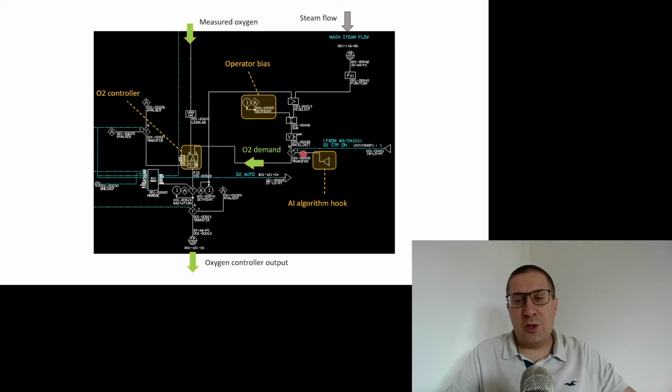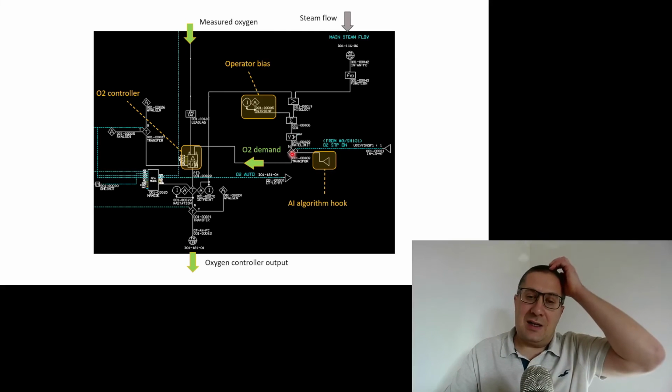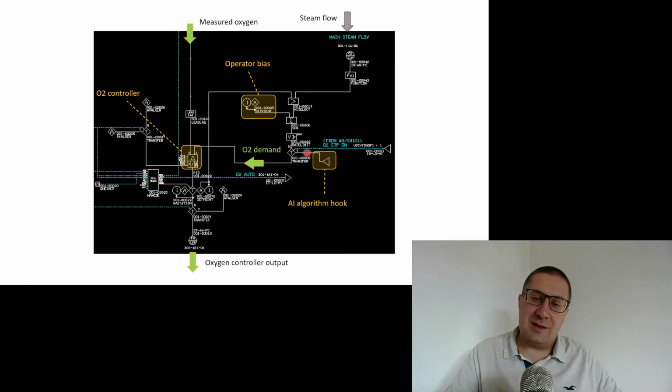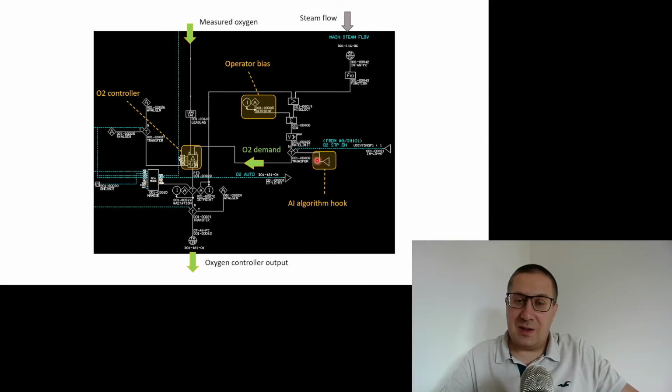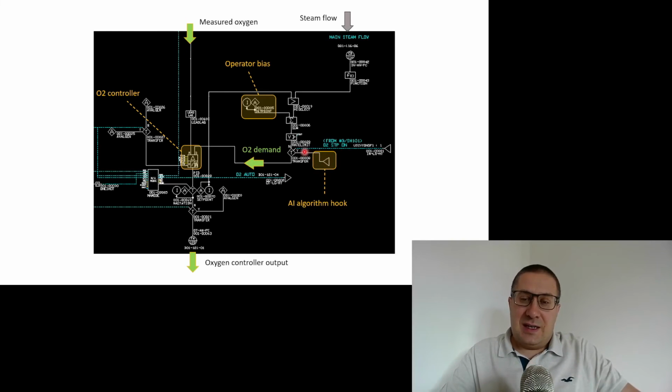And here is our hook. So here we can pass our optimal decision about the oxygen demand. It's not perfect. I will discuss it more in the last video, because I see there is no limiter of this value, but still we can pass this information to the control system, what should be the oxygen demand.